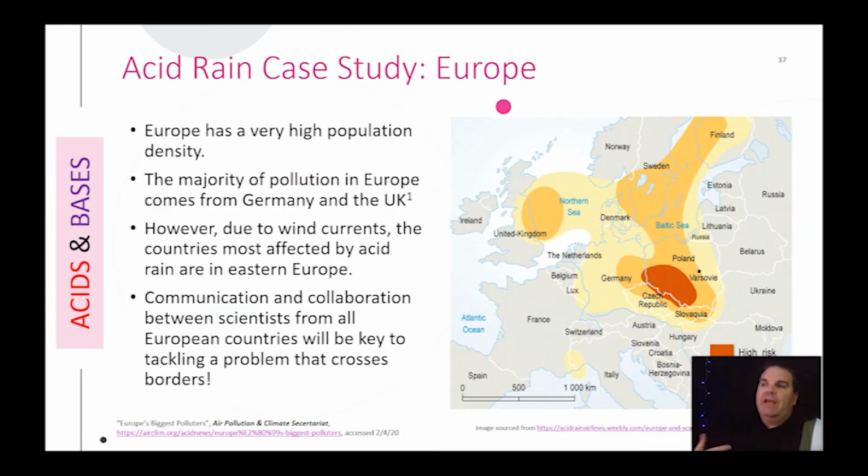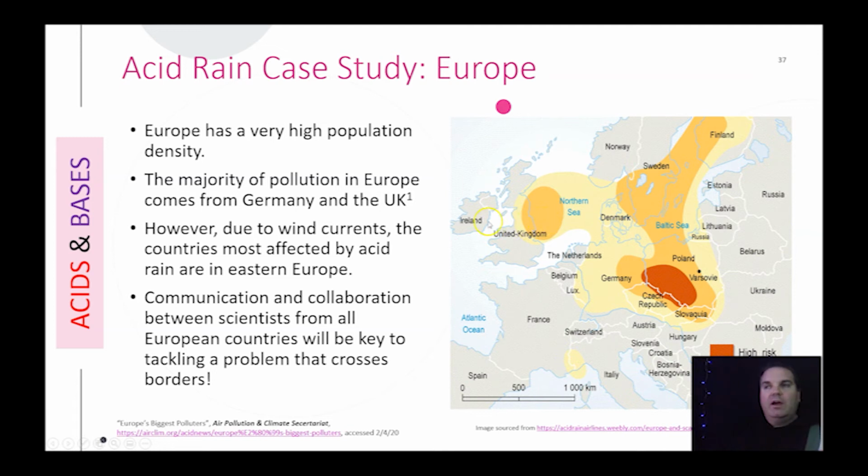So if we look at Europe here, what we've got is a graph showing acid rain issues in Europe. Now, the biggest polluters in Europe are the United Kingdom and Germany, if we're looking at the amount of pollution that's given out per country. So what happens here, though, is the wind currents from the United Kingdom. You can see here we've got a medium risk of acid rain, but they're the heaviest polluter. They don't have the biggest issue of acid rain.